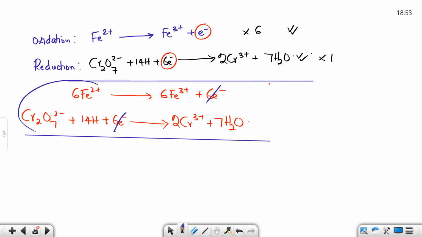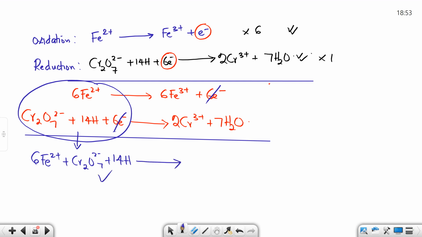Write everything that's on the left. Just write it down. What do we have? 6Fe2+ plus Cr2O7 2- plus 14H+. Write everything on the right. Already there's 1 mark there. Everything on the right: 6Fe3+ plus 2Cr3+ plus 7H2O. And now for balancing. Let us check how many marks. 3 there, 4 on top, 7 marks in the bag.